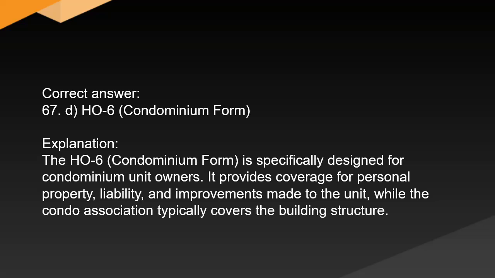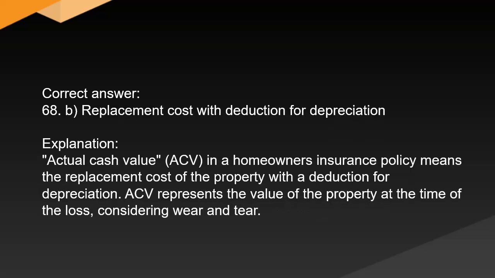Correct answer. D. H06, condominium form. Explanation. The H06 condominium form is specifically designed for condominium unit owners. It provides coverage for personal property, liability, and improvements made to the unit, while the condo association typically covers the building structure.